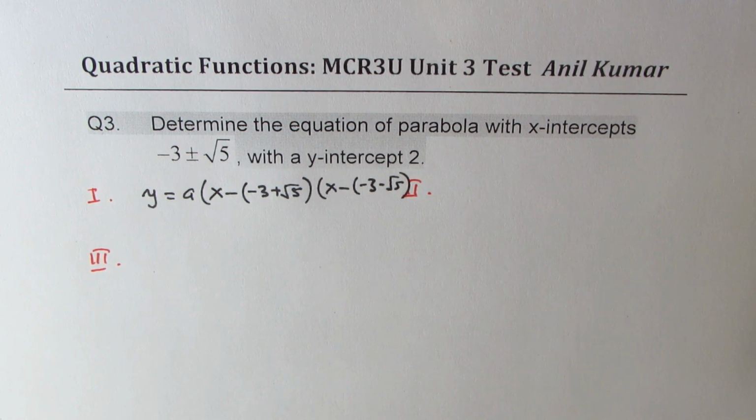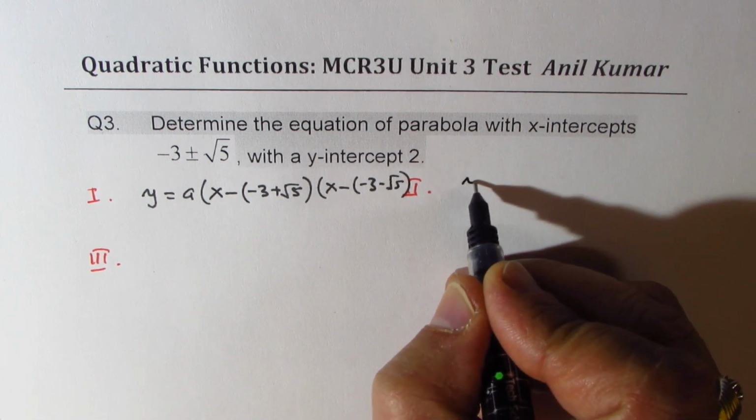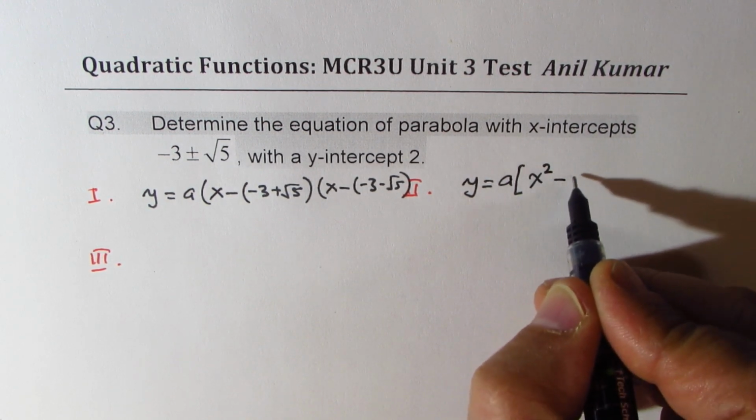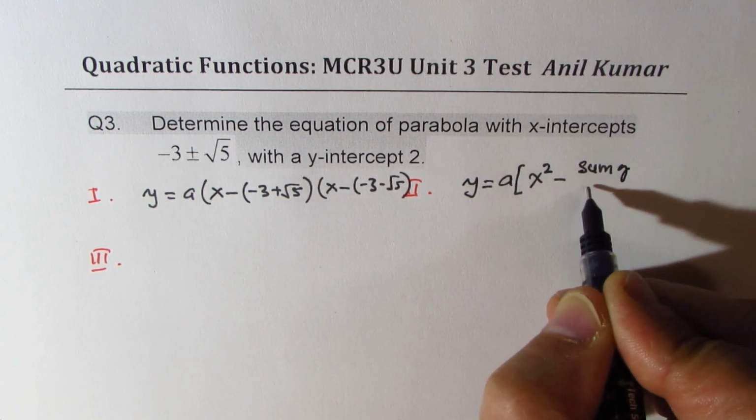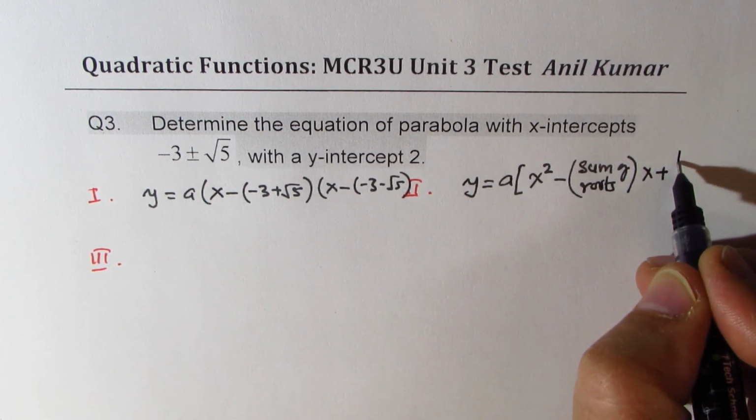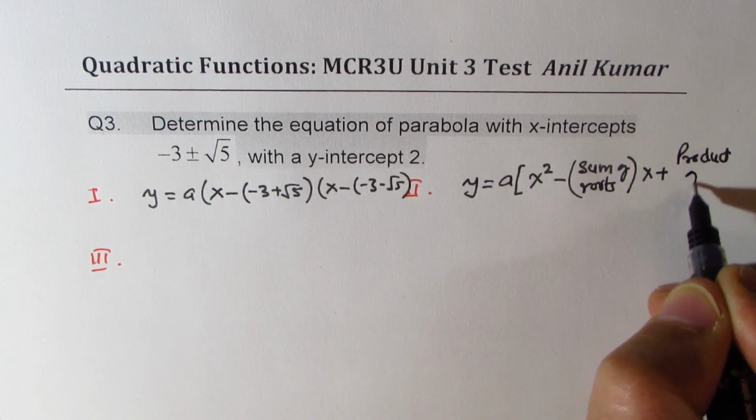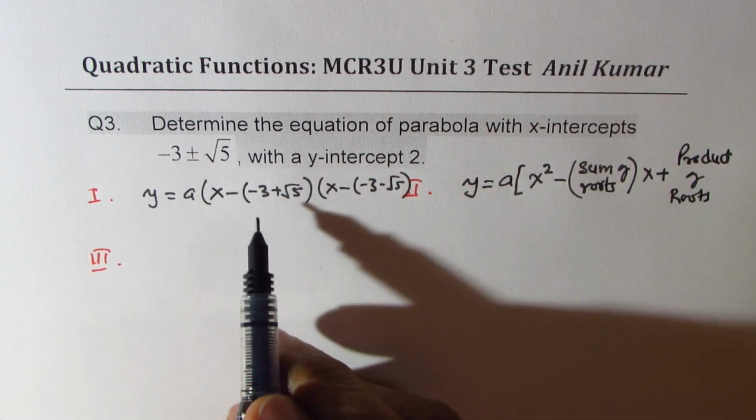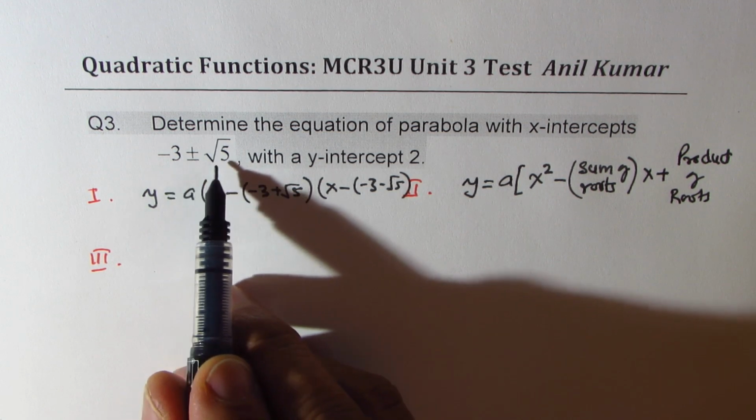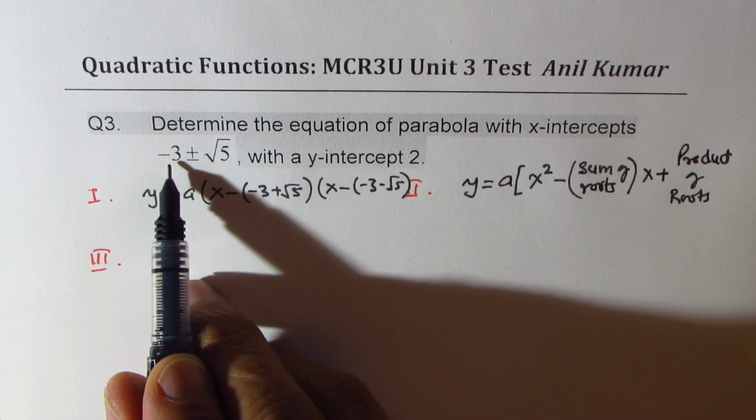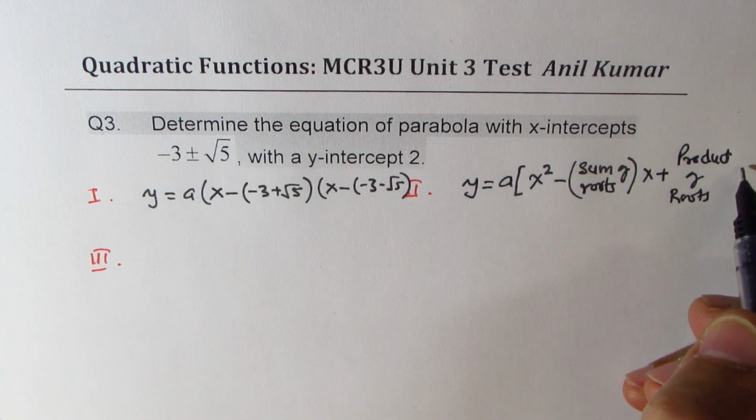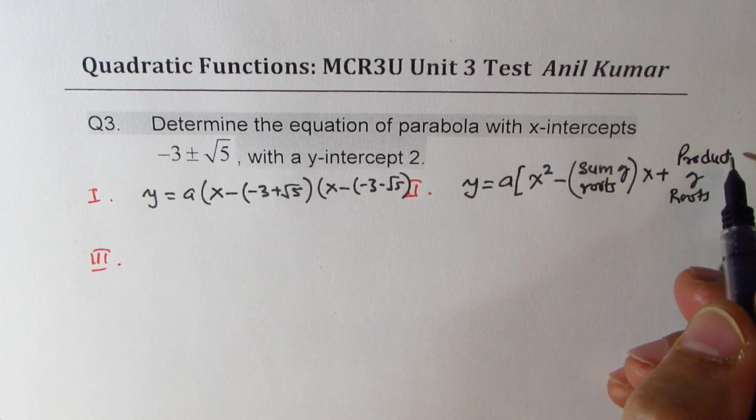The other way to do this particular equation is to write the equation as a times x squared minus sum of roots times x plus product of roots. So the sum is very simple. When you sum the two roots, you get minus 6. And when you do the product, we get 3 squared is 9, 9 minus 5, which is 4. So that also will give you a very quick answer for this particular situation.